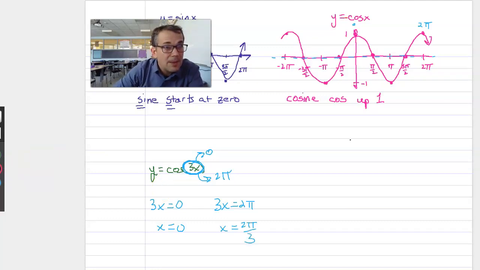Fantastic. Let me make a beautiful grid here. And instead of going from 0 to 2 pi, like I have in the past, I'm going to go from 0 to 2 pi over 3.